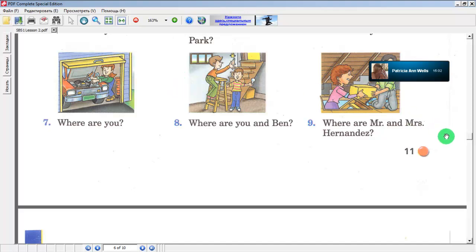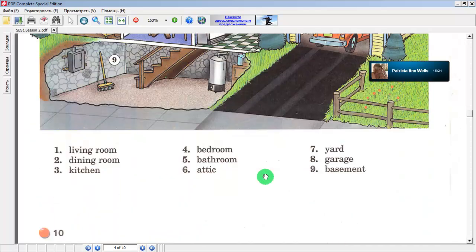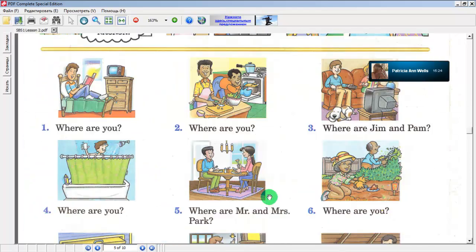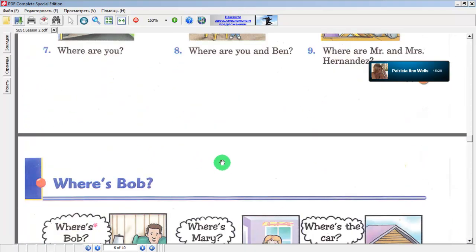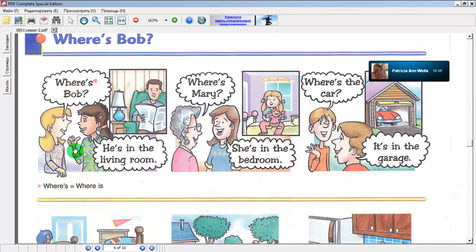Where are Mr. and Mrs. Hernandez? Hernandez. They're in the attic. Very, very good. Now go on to page number 12. Where's Bob? He's in the living room. Where's Mary? She's in the bedroom. Where's the car? It's in the garage.